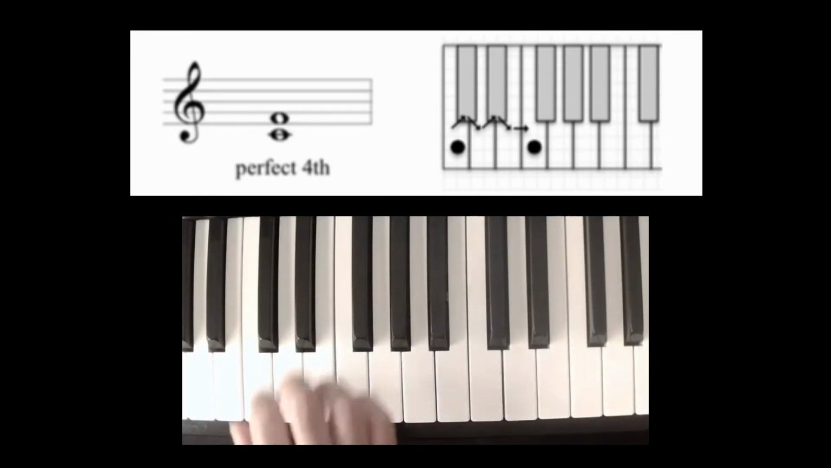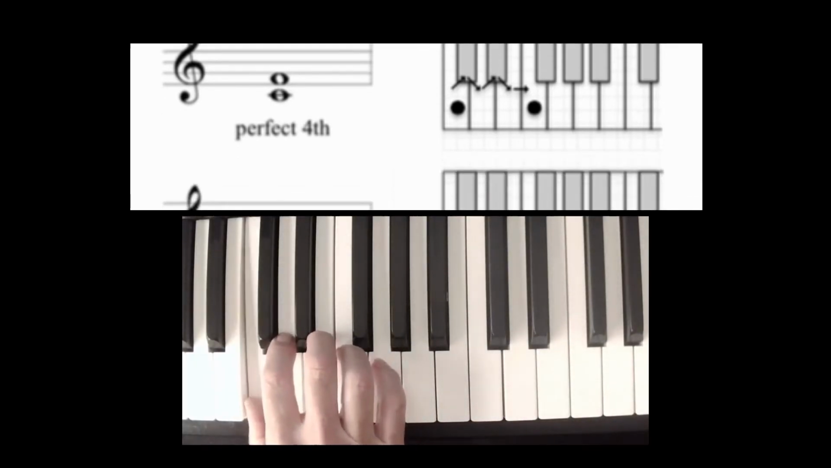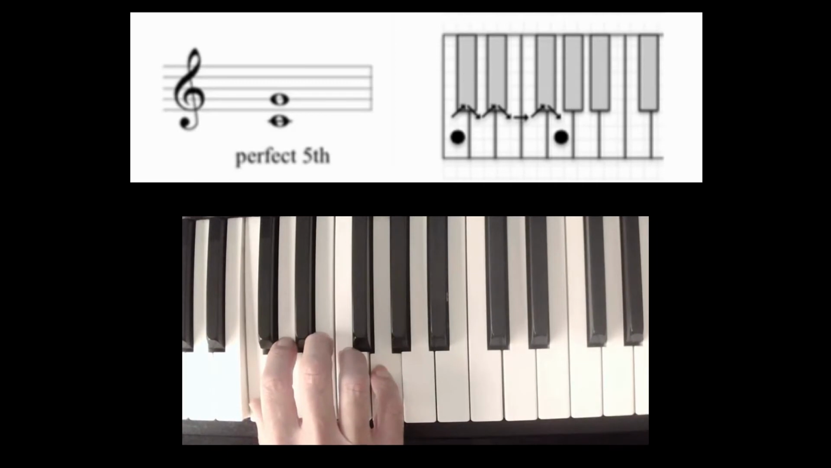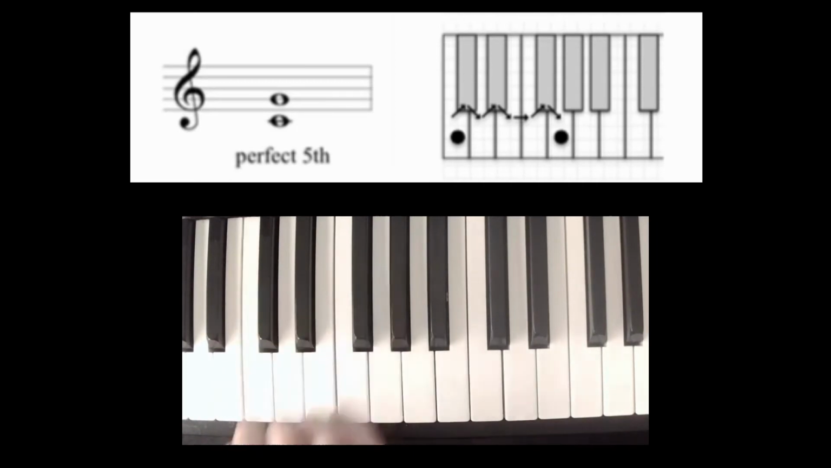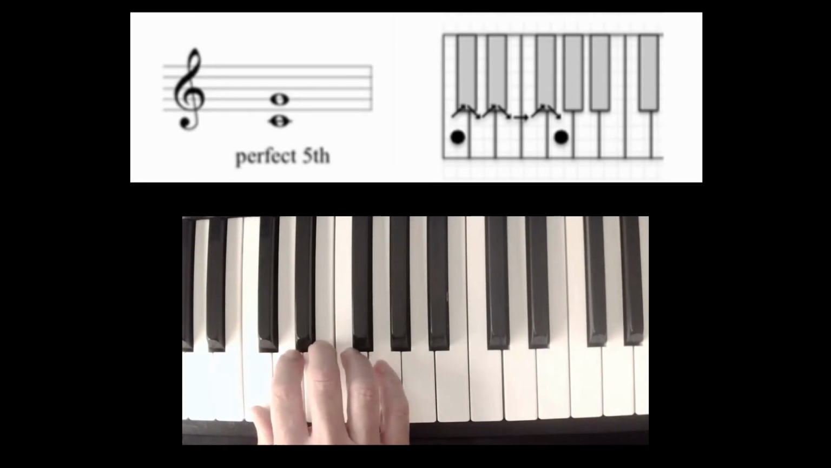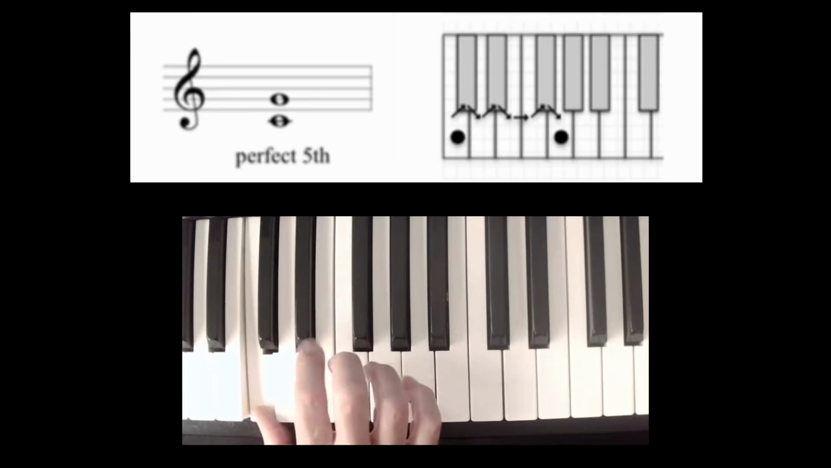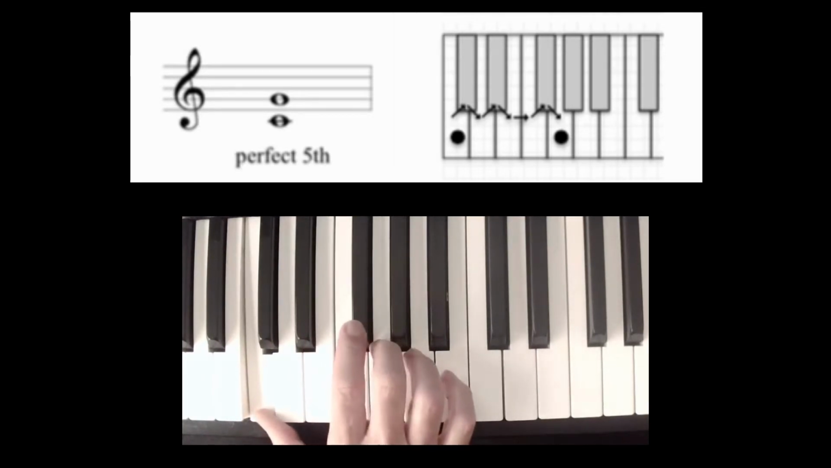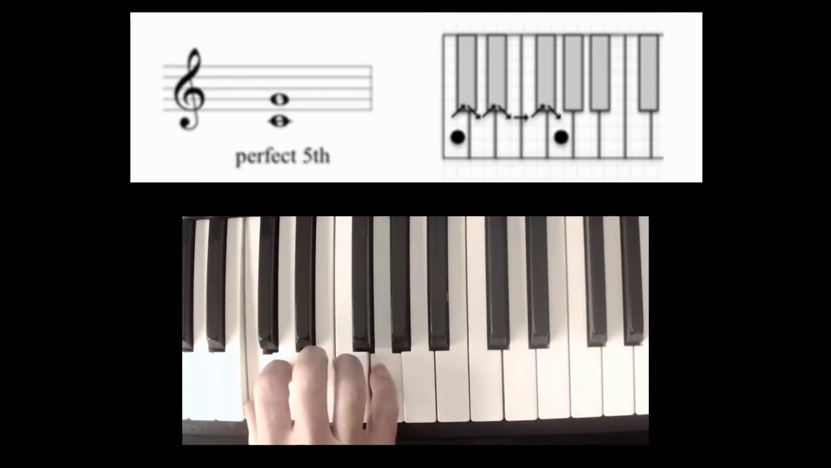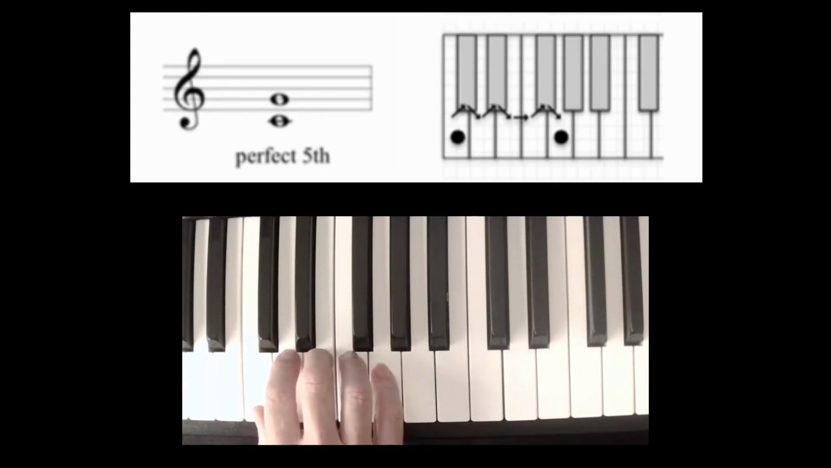Here's the interval of a perfect fifth above C on the keyboard. You can always find a perfect fifth interval by counting up 7 half steps above the lowest note. There's the note. 1, 2, 3, 4, 5, 6, 7. The perfect fifth. Remember, these intervals, as with all other intervals, can be found by just knowing the major scale.